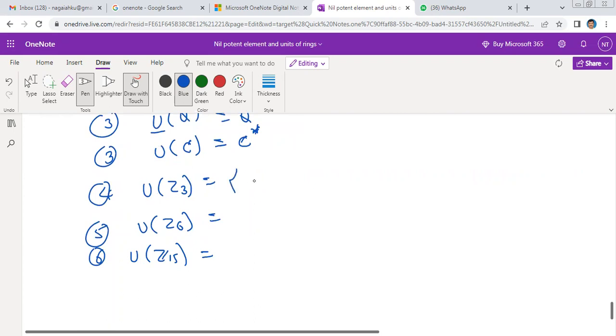What are the units of Z3? It means the set of non-zero x belongs to Z3. అసలు ఇందులో ఉండే ఎలిమెంట్స్ ఏంటి? GCD of x, 3 is equal to 1. ఆ ఎలిమెంట్స్ ఏంటి చెప్పండి, 1, 2. Every element has an inverse. What is the inverse of 1? 1. 2 కి ఇన్వర్స్ 2. So U of Z3 is equal to {1, 2}. So it can be denoted by Z3 star.